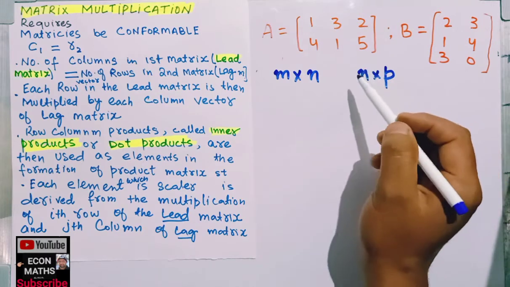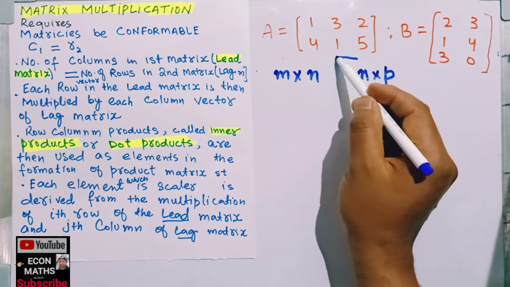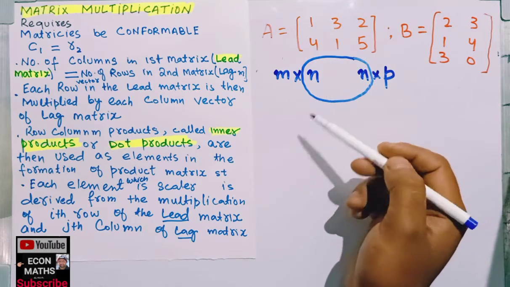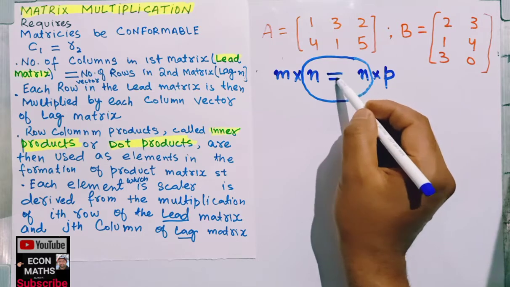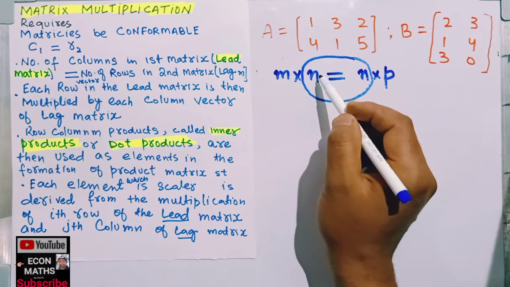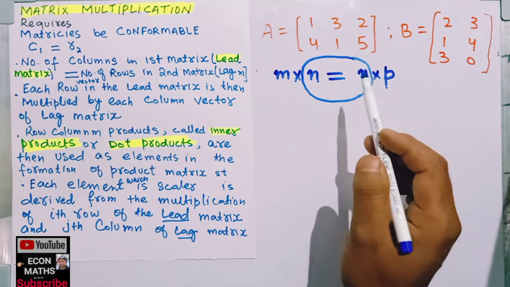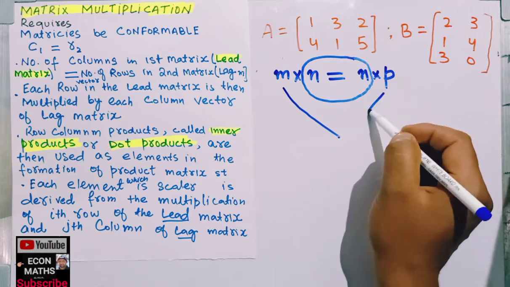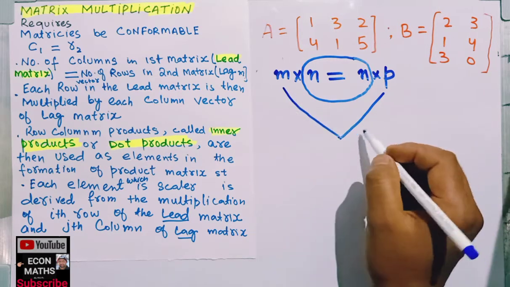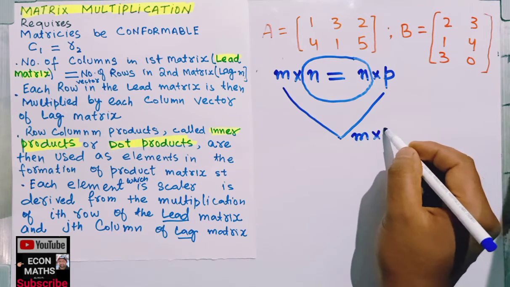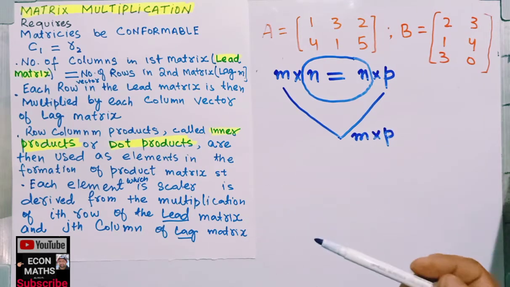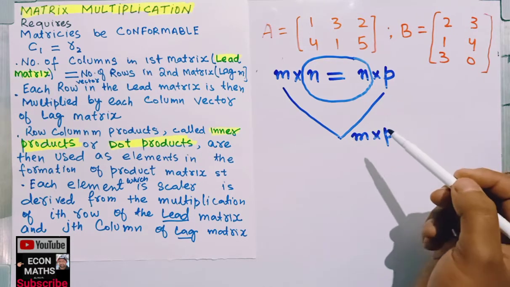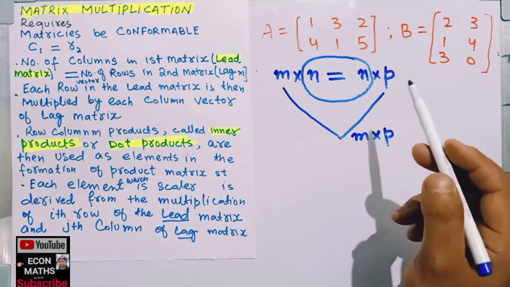Now what will we do? We will encircle these two numbers here. Since these two are equal, this means the two matrices are conformable, and the resulting matrix is of dimension m cross p. In the earlier videos I have explained the dimension of a matrix. The dimension of a matrix is the number of rows multiplied by the number of columns.